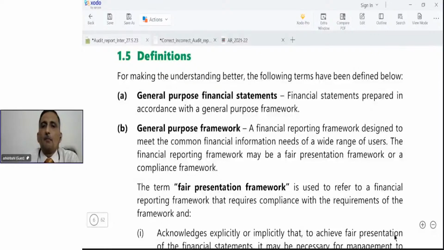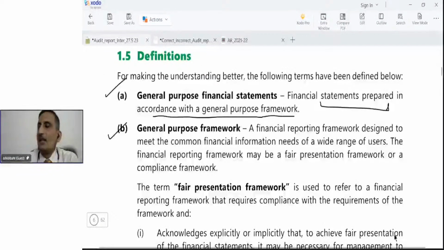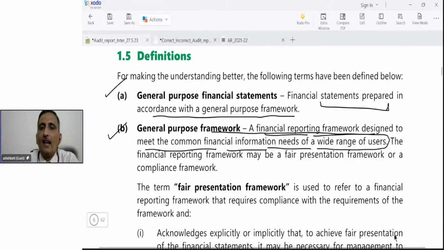So general purpose financial statements: financial statements prepared in accordance with the general purpose framework. And what is general purpose framework? A financial reporting framework designed to meet the common financial information needs of a wide range of users. Clear? These both things we have already discussed.